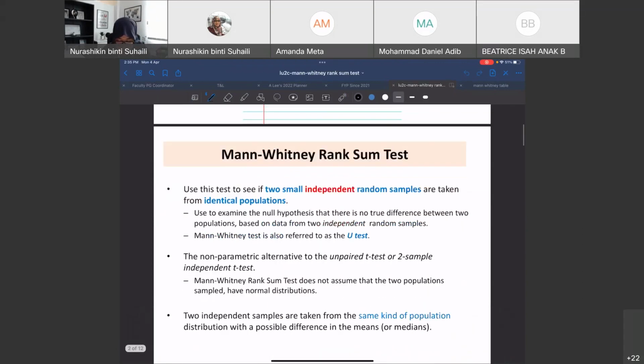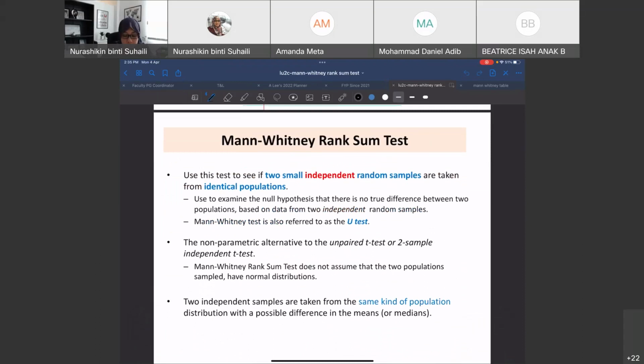The test is called the Mann-Whitney rank sum test. I've mentioned just now it is used for analyzing two small independent random samples. These are the key words for this test: two small independent random samples, which are taken from identical populations. Here, one sample is taken from population 1, another sample is taken from population 2, but we assume that the two populations are identical. That is the definition.